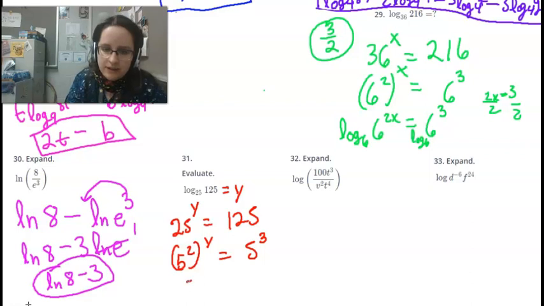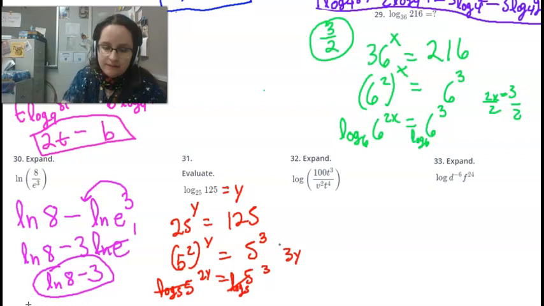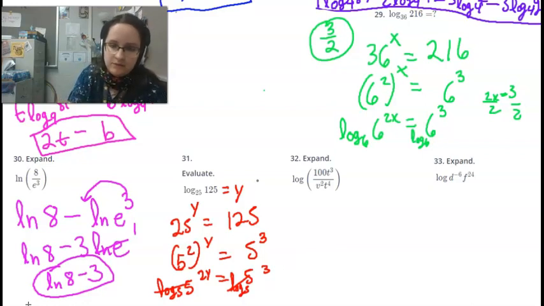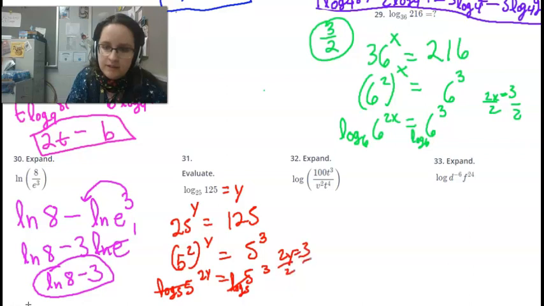So we have 5 to the 2y equals 5 to the third power. We'll log base 5 both sides to get rid of our bases. We're left with 2y equals 3. Divide by 2, and then y equals 3/2, just like on number 29.